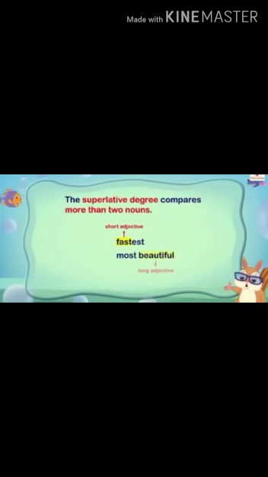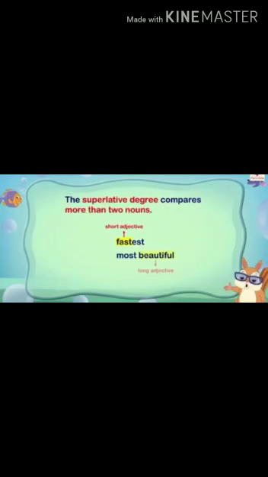Now, likewise, in case of superlative degree, the word fast can be changed into superlative degree by just adding est. And in case of long adjectives, that means the words having more than two syllables, we add most before that adjective. For example, beautiful, the positive form, in superlative form will convert to most beautiful.